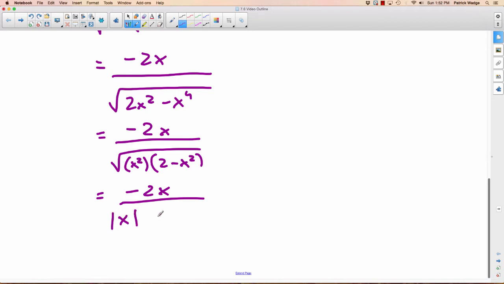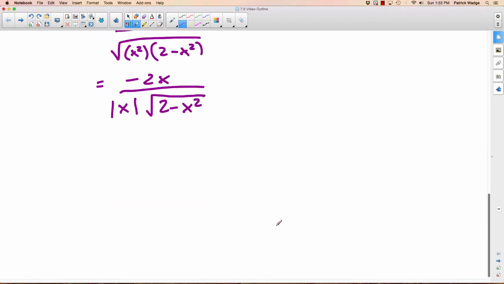The absolute value of x. Do you remember that? If you have an even exponent, 2, and then you take the square root and you get an odd exponent, 1, you have to slap absolute value signs on it. I'm not going to explain why because it takes a long time to explain, but you should actually know that, and I'll explain it in class if you forget. Then keep the 2 minus x squared. So that's a great answer right there.